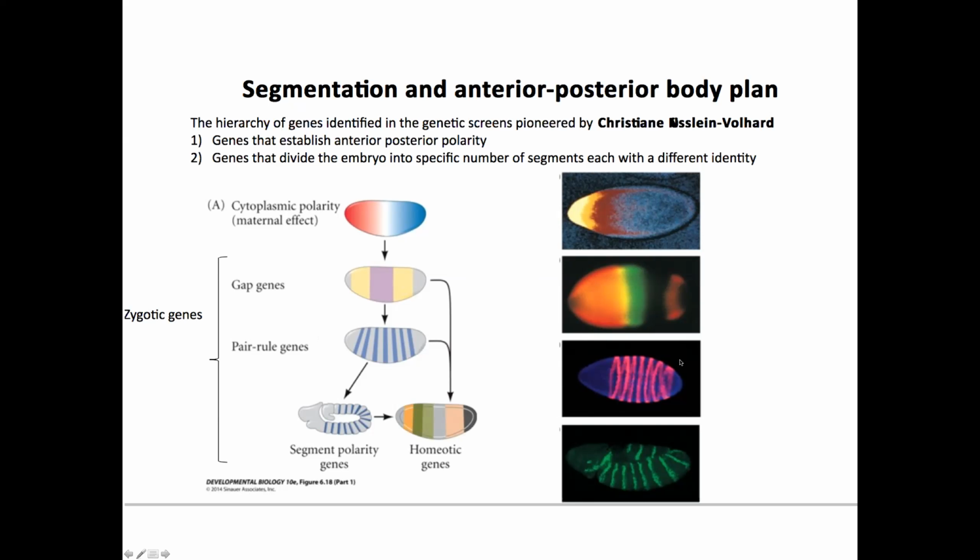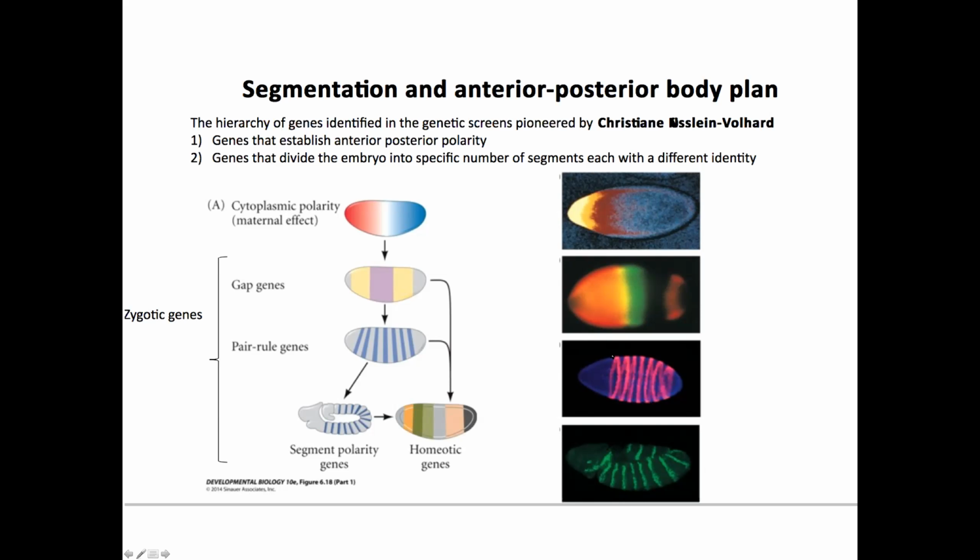But of those 14 parasegments, the pair rule genes come up in pairs. So 2, 4, 6, 8, 10, 12 are defined by the pair rule gene even skipped. When even skipped is missing, every alternate segment is gone, because even skipped is expressed in stripes 2, 4, 6, 8, 10, 12, 14. If it is missing, then those stripes and the segments they give rise to will be missing.